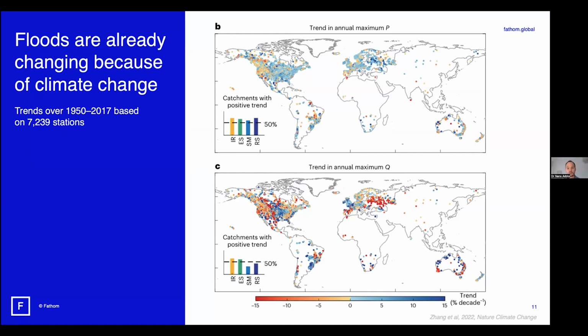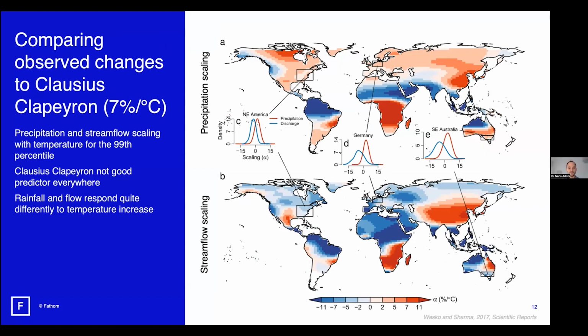Now, there are many locations for which we don't have data. We don't have data or we don't have long records that would enable us to compute trends, look at changes in flow and extreme rainfall. So one could say, well, we can just assume that things will change at the Clausius-Clapeyron rate, at 7% per degree Celsius. How will it work? Well, let's look at this figure. This figure looks at scaling factors for precipitation at the top, streamflow at the bottom, and look at how much they change per degree Celsius.